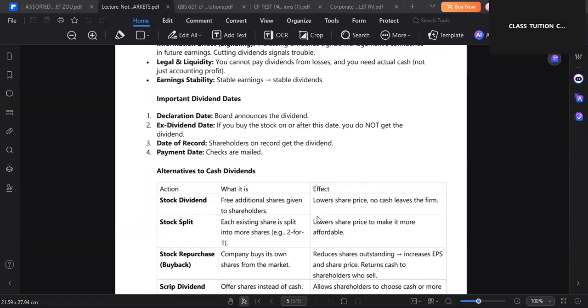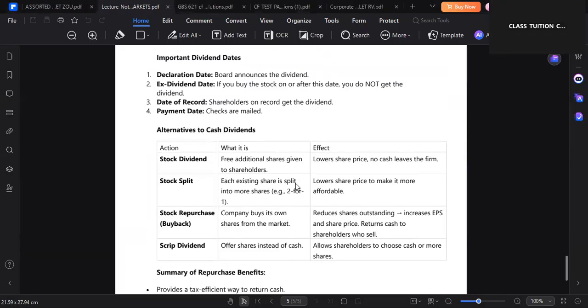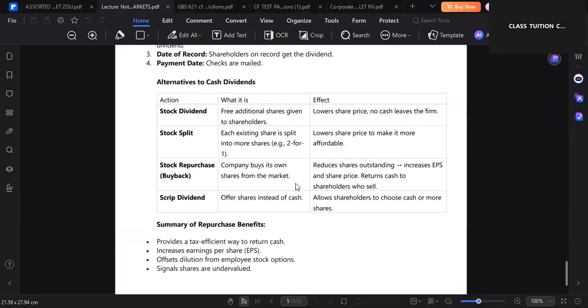So we have alternatives to cash dividends. Companies may have other ways to retain value to shareholders. How? By what is called stock dividend, stock split, stock repurchase. So these are some of the ways that companies may have for their shareholders to benefit from. So what is a stock dividend? What is a stock split?